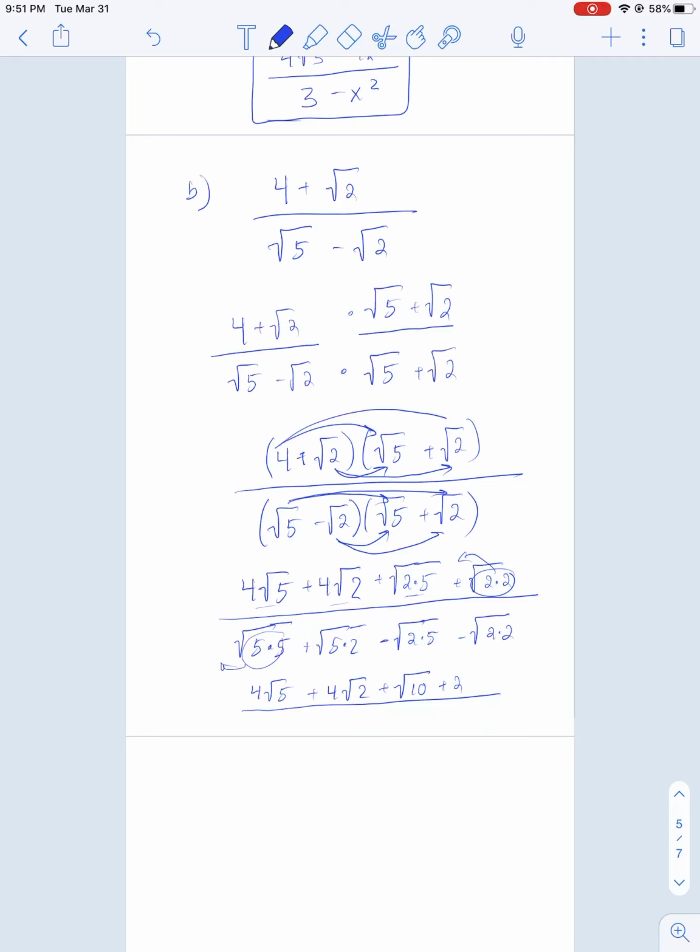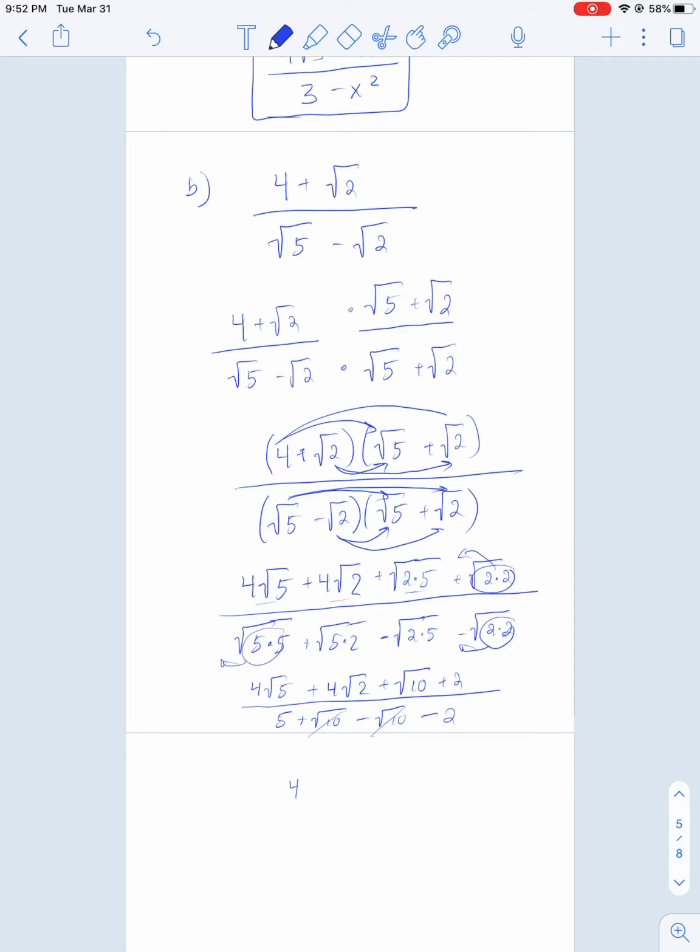over, well, that's going to come out into 5 plus, that's a 10 minus, that's a 10 minus, hey, that's also going to come out to 2. Well, you see, these cancel, don't they? So we're left on the top with the 4 square root of 5 plus a 4 square root of 2 plus a square root of 10 plus a 2 over, we can do 5 minus 2 gives us 3. Once again, you can clearly see no radical in the denominator.